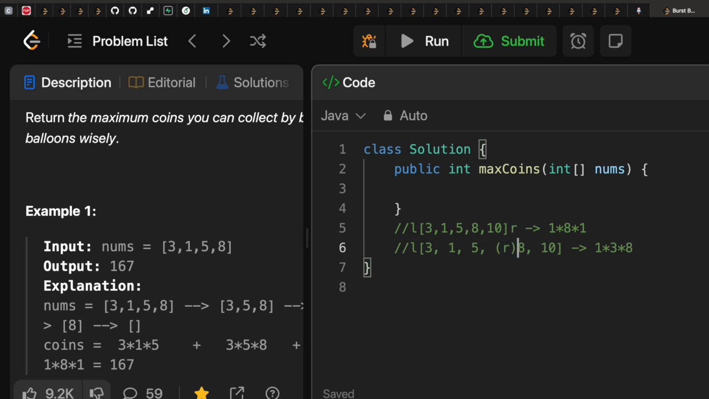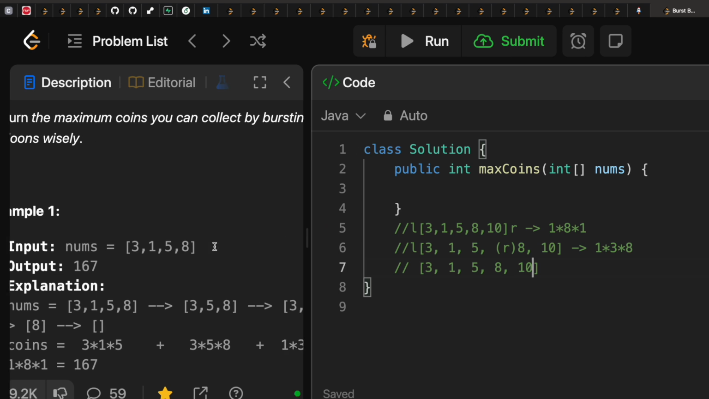Because 8 is present, we will be bursting 8 after 3, which means we are actually starting from the last, so at last we are bursting 8. Before bursting 8, we have 8 present in our array. So suppose we burst the 3. Now the left of the 3 will be this and right, as 8 is present, this. Let's write down the array again: 5 and 8 is present, and 10.